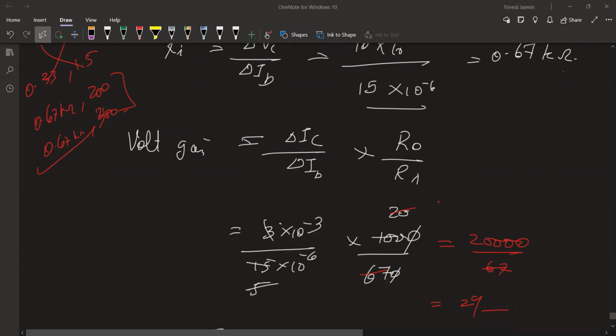Let me check again. Calculator, 20,000 divided by 67. Yes, it's 29 something. So let it be. We'll choose option C. Okay.